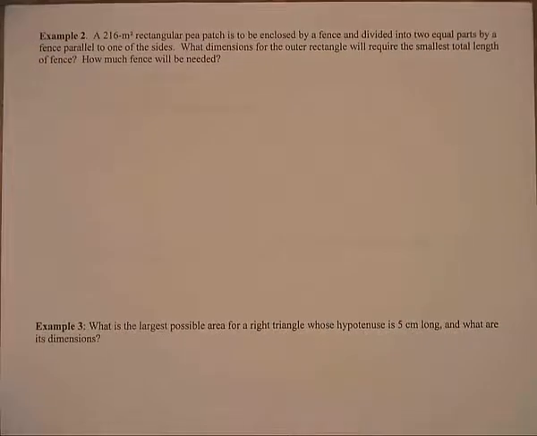So it's a classic rectangular patch question. So we have a 216 meters squared rectangular pea patch. It's to be enclosed by a fence and then divided into 2 equal parts by a fence parallel to one of the sides. What dimensions for the outer rectangle will require the smallest total length of fence? And then, of course, how much fence will be needed? So we begin, of course, by drawing a picture.